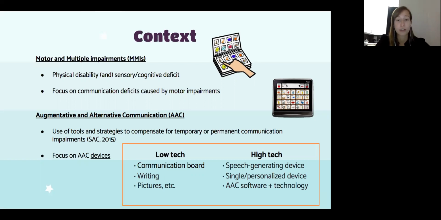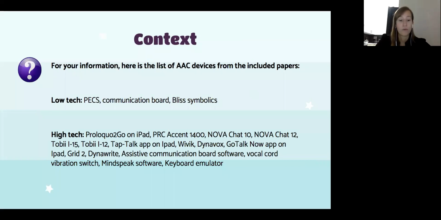The other main theme that we addressed was obviously augmentative and alternative communication. Within this paper, we've narrowed down our search to AAC devices, both low technology and high technology. So that means we've excluded things like gesturing or sign language. Examples of low technology devices are, as you can see here at the bottom, communication boards or writing, using pictures, and so on. High technology includes devices such as speech generating devices, single or personalized devices, or even AAC software that is combined to a specific technology. For your information, we've excluded from this presentation the list of all the AAC devices that were mentioned in the final list of papers that we used, so that you can access them later if you ever need to.